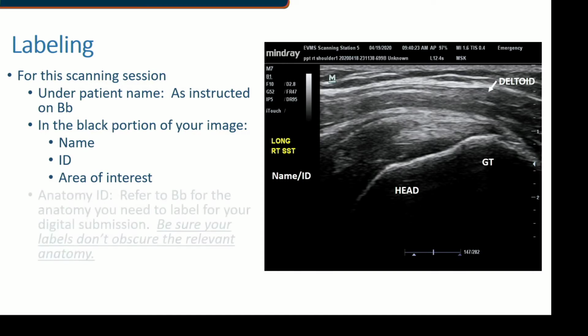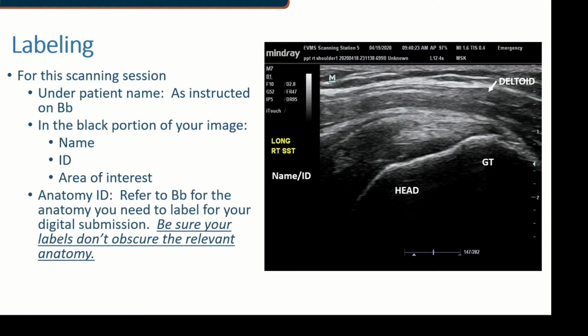And be sure that when you label the anatomy as instructed in Blackboard, that you don't let any of your labels obscure the relevant anatomy. So in this case, if you have to label the head and the greater tubercle, be sure that it's in the black portion and not obscuring any important anatomy. And if you have to label the deltoid, put it a little off to the side and use an arrow to label it.